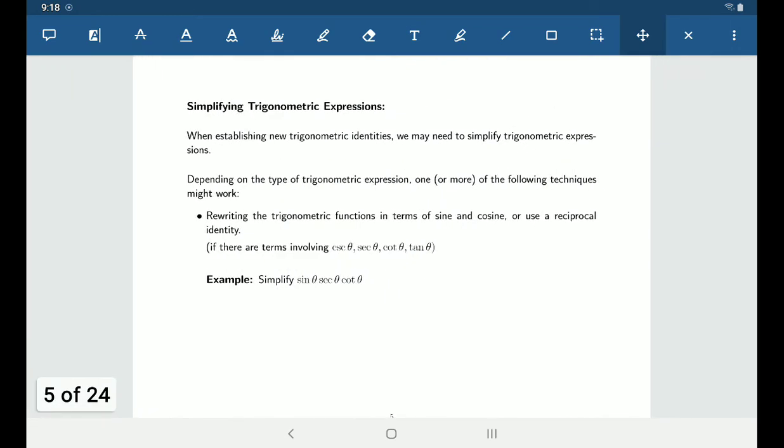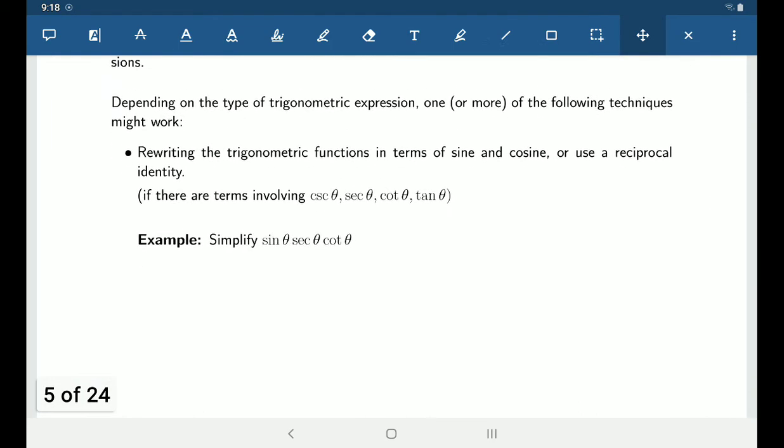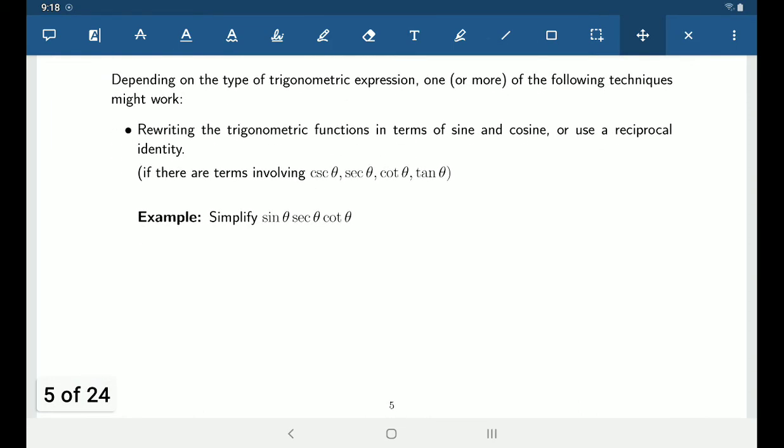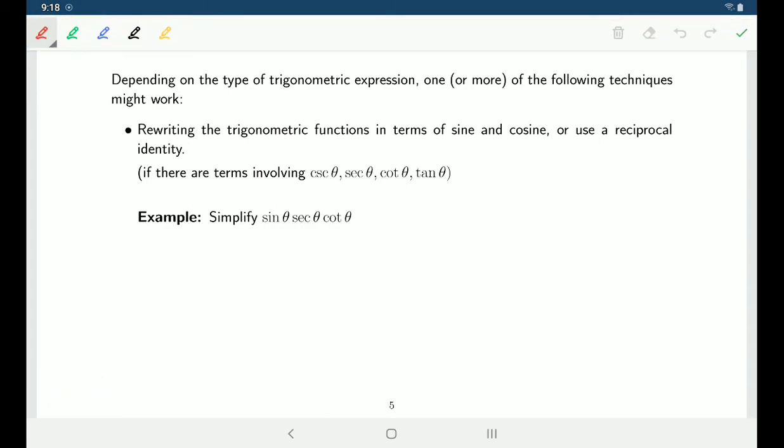All right, so before we establish identities, we need to talk about simplifying trig expressions, which we haven't really done a whole lot of yet. Here, this is something where we're going to need to manipulate some trig expressions, and there's a bunch of different techniques that are possibly helpful depending on the scenario. So one thing that could be useful would be rewriting things in terms of sines and cosines, and that's especially true if you see a lot of tangents and cotangents and secants and cosecants. So that's my idea here.